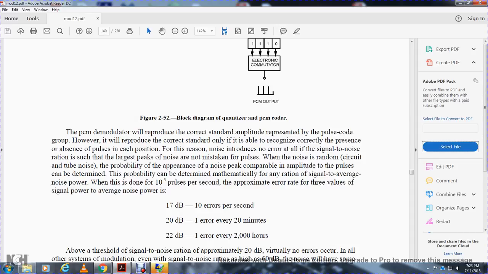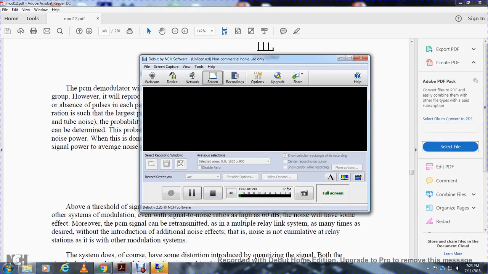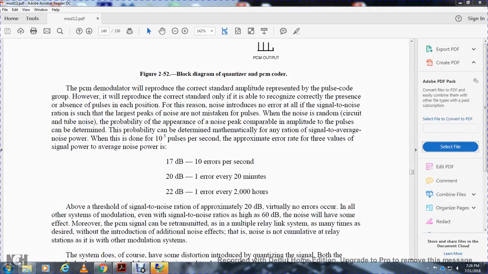For a system with 10 to the 5th pulses per second, the approximate error rates for three values of signal power to average noise power are: at 17 decibels, 10 errors per second; at 20 decibels, 1 error every 20 minutes; at 22 decibels, 1 error every 2,000 hours. Above the threshold of signal to noise ratio, approximately 20 decibels, virtually no errors occur. In all the other modulation systems, even with a signal to noise ratio higher than 60 decibels, noise will have some effect. Moreover, a pulse code modulation signal can be retransmitted over a multiple relay link system as many times as desired without the reintroduction of additional noise, since the noise is not cumulative at a relay station as with other modulation systems.